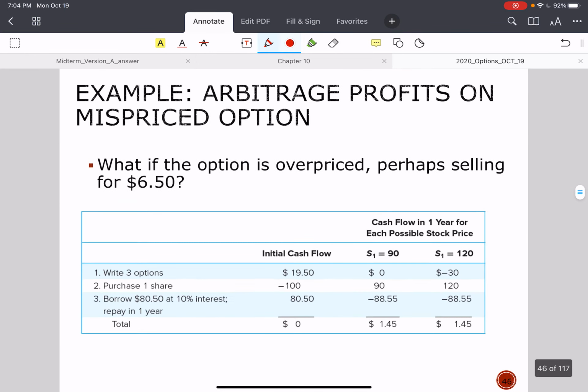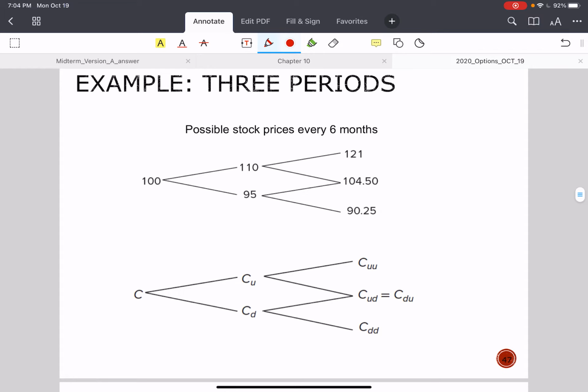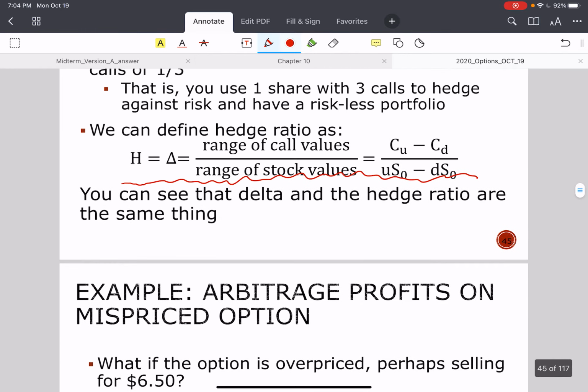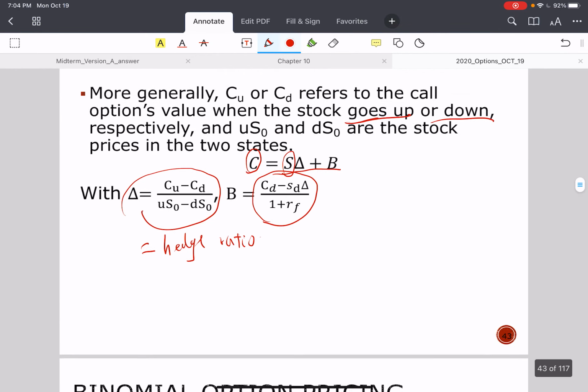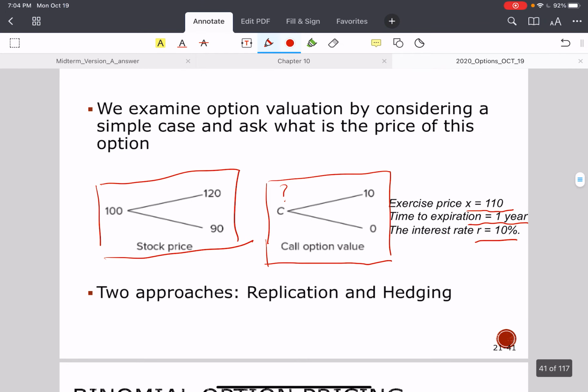Okay, so now let's continue to discuss this binomial model. So let's do an exercise, which is a more complicated exercise with 3 periods. If you recall what we have learned in the last class, you can see that our model is actually quite simple. The model has only 2 periods, right?